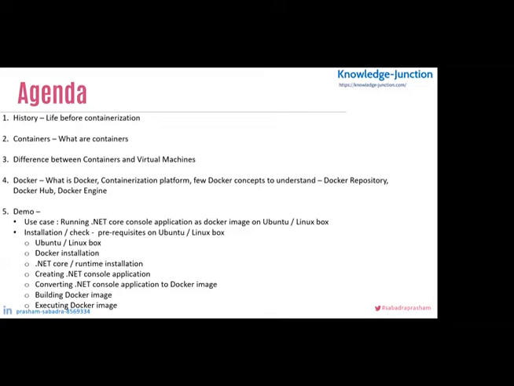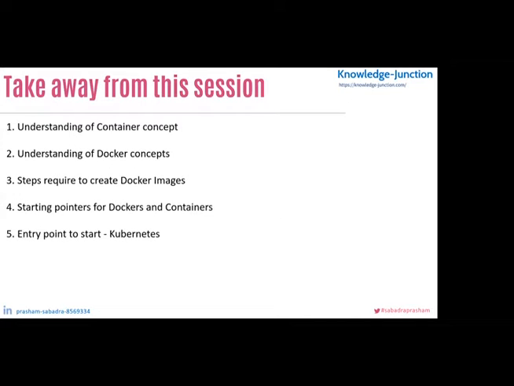So we are going to discuss what was there before containerization, what is actually meant by containers, what virtual machines are, the difference between containers and virtual machines, and then Docker. And then we will have some demo. I'm going to show you creating one .NET Core console application on an Ubuntu box, converting this .NET console application to a Docker image, and then executing it. So let's start. I hope after this session, you will understand the container concept, the Docker concept, the steps required to create Docker images, a few Docker commands, and basically you will get the starting pointers for Dockers and containers.